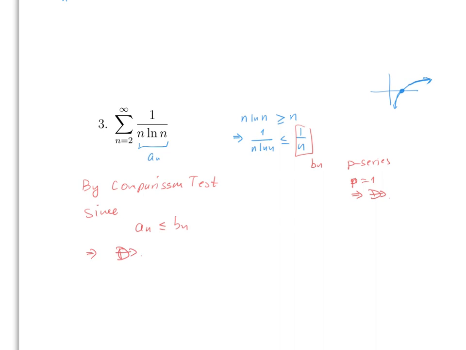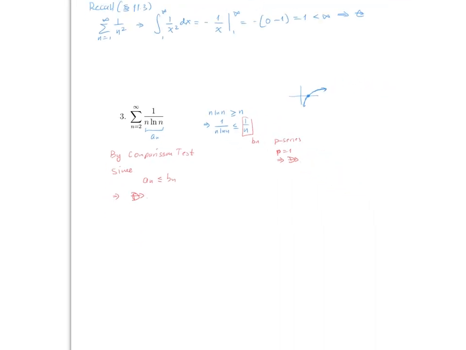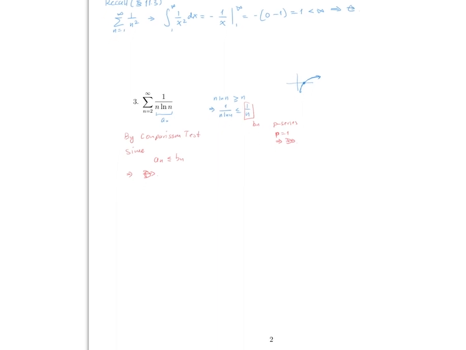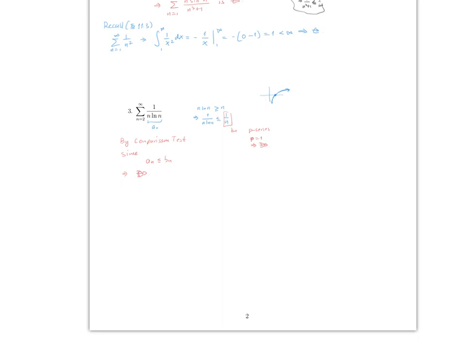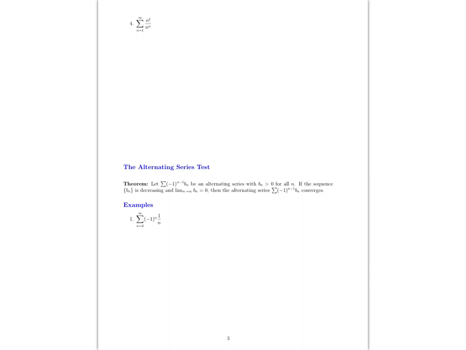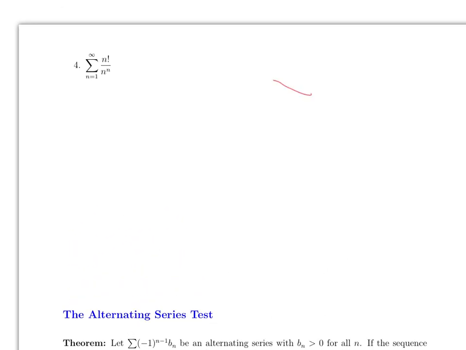And that's it. All right, so now let's jump to the next test, which will be the alternating series test, which is actually a little bit easier than this one. We actually had to do another problem with the comparison test. All right, so again, here, notice that an is equal to n factorial over n to the n.